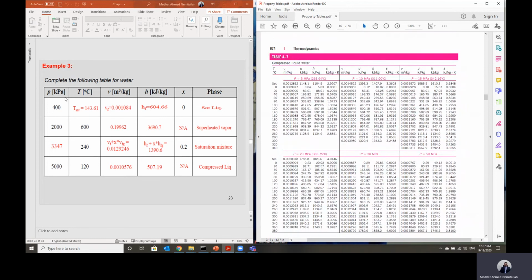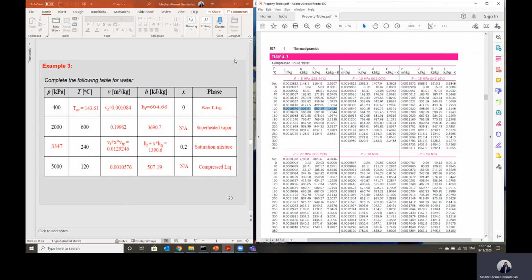We need the pressure of 5,000 kilopascal, or 5 megapascal, the first pressure table, and in this case, temperature equal to 120. Then we can read the values of properties: specific volume, internal energy, enthalpy, and entropy. All properties we can read in this case.